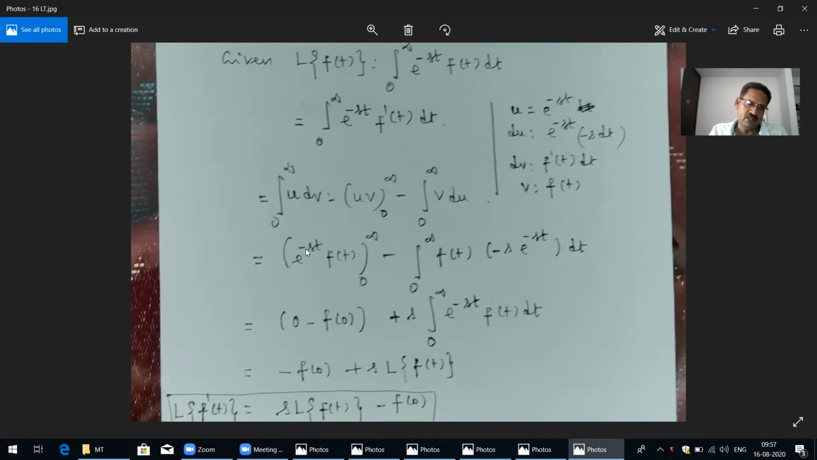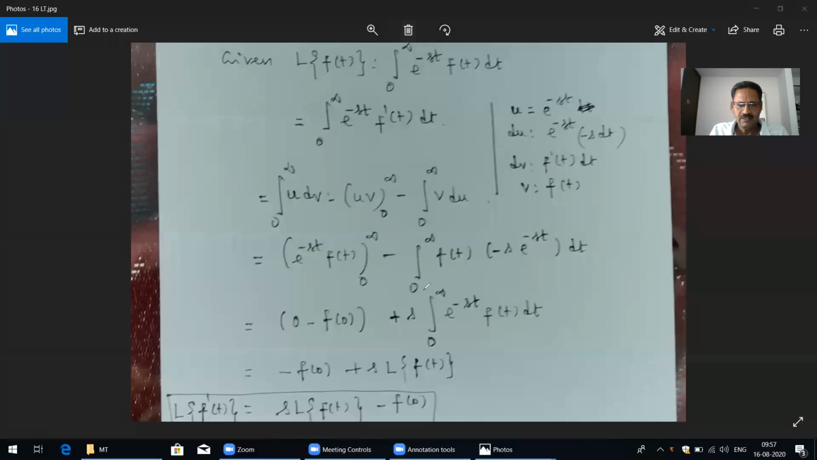What is the value here now? You put e power negative infinity becomes 0, then e power 0 becomes 1, into f of 0. So 0 minus f of 0 plus s outside. What is this value? This one is very clear, this one is nothing but by the definition, the total value. This one is nothing but Laplace transform of f of t. So negative f of 0 plus s into Laplace transform of f of t. Then we format it as Laplace transform of f dash of t equals s into Laplace transform of f of t minus f of 0. This is the first result.